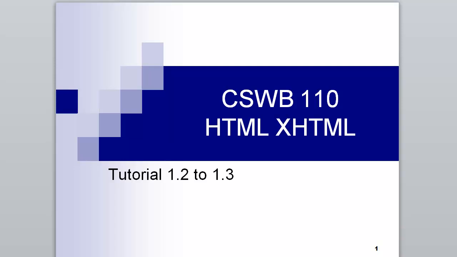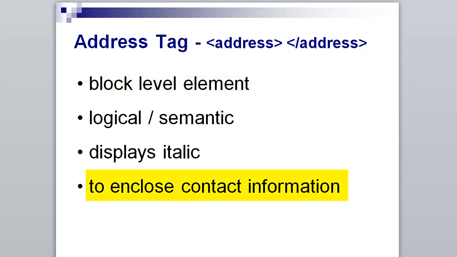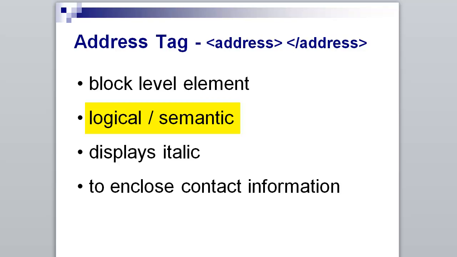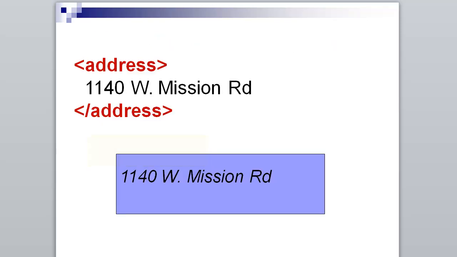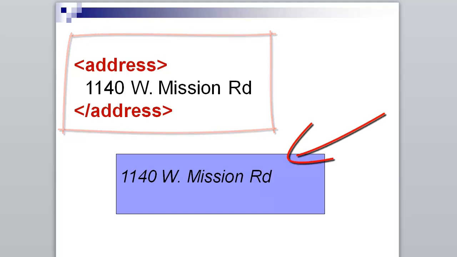In today's class, we will continue and finish Tutorial 1. Okay, the address tag is covered in this tutorial. It is a block level element. It contains some meaning. It is used to enclose content. Therefore, it is a logical or semantic tag. Although it does have a display, it displays the content as italicized. So here we see an example of using the address tag and how it would render in the browser.